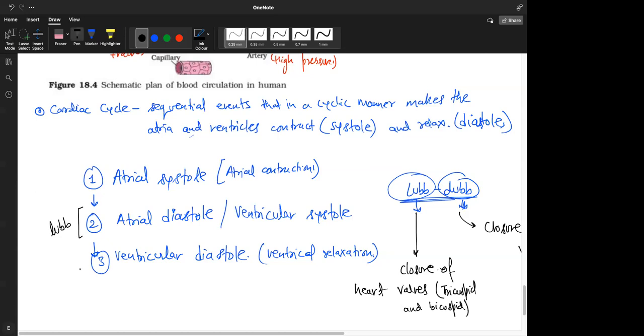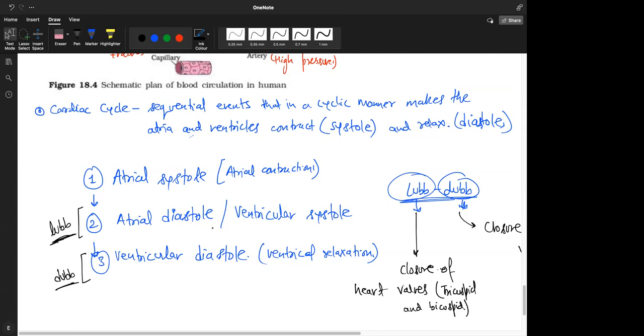So where will you see the dub? Somewhere here, right? So these two sounds are associated with this. Is it clear? One is between atrial systole and ventricular systole, and one is between ventricular systole and ventricular diastole. And you can study these sounds. Is there a rhythm? Is there a problem with the rhythm? Is there too much of a gap? All these things can be heard to detect any heart abnormality.